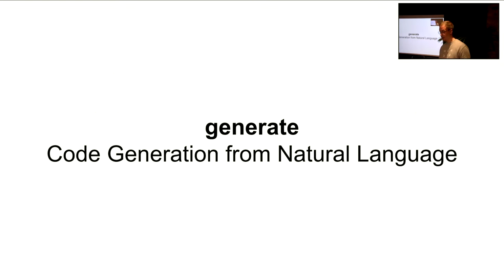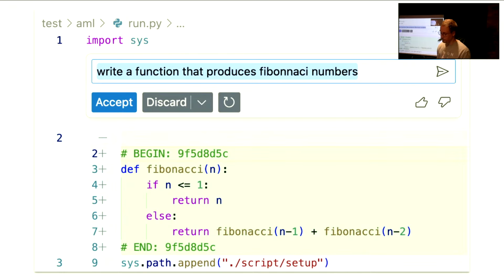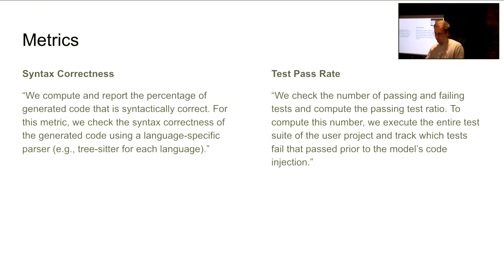Then the more interesting stuff, code generation from natural language. We tell the agent to write a Fibonacci method, and then we check what it provides for us. Again, we have this syntax correctness. Yes, the file should actually be able to compile or whatever. But the way we evaluate the interesting part is with the test pass rate. So we check the number of passing and failing tests and compute the passing test ratio.